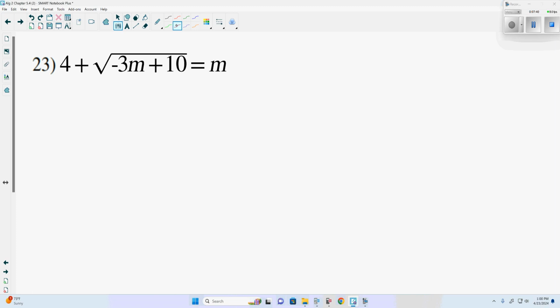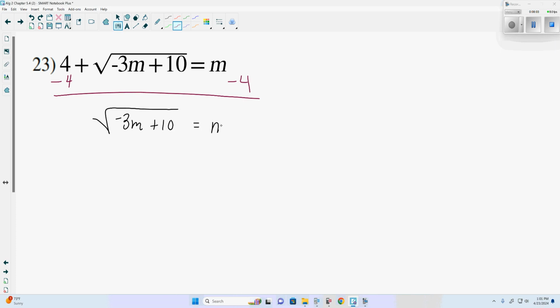Okay. Let's look at the next one. 4 plus the square root of negative 3m plus 10 equals m. There is one radical. We need to get it by itself. So we would indeed subtract 4. So we have the square root of negative 3m plus 10 is equal to m minus 4. Here's the radical by itself. Okay, step 2, put both sides to the nth power. So we're going to square both sides.